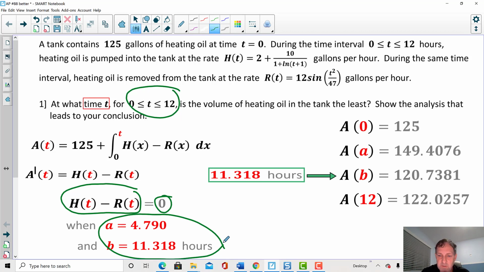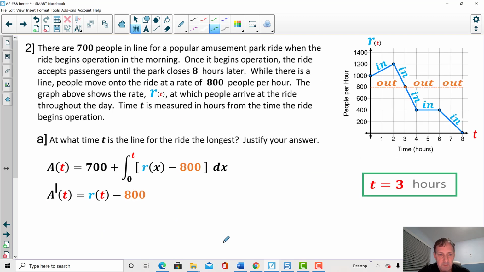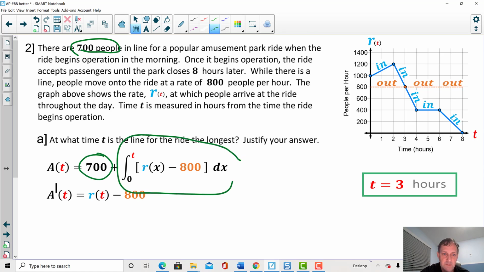All right, let's take a look at the next question. For this example, they want to know what time, so again, our answer is going to be time, is the line for the ride the longest. So we want to find the maximum amount of people in line. It does say that we start with 700 people, so that's going to be our starting amount. And then we want to add all of our changes, but there is a rate going in, that's R of T, and then we want to do minus, and then there's a constant rate going out. So 800 people are constantly going out per hour.